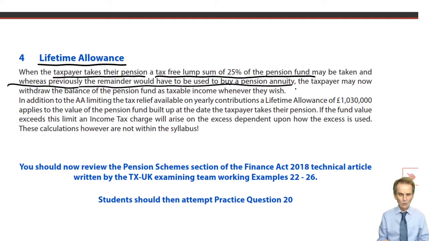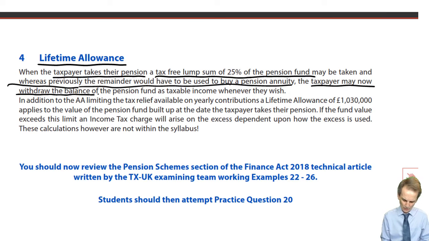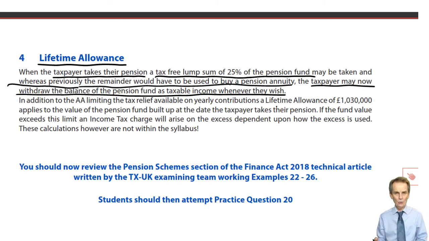So what you can now do, instead of being compelled to buy the pension annuity, the taxpayer may now withdraw the balance of the pension fund as taxable income whenever they wish. It's called a drawdown from the pension fund. You don't have to commit it to an annuity when rates are low. You can therefore draw down on that, leaving it within the fund and then taking any part of that you wish each tax year, and it will just be treated as income chargeable to tax at the normal non-savings rates.